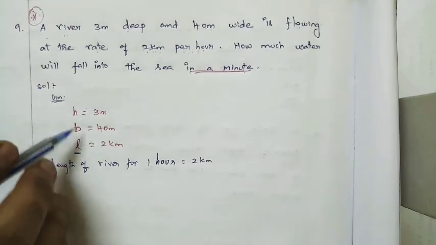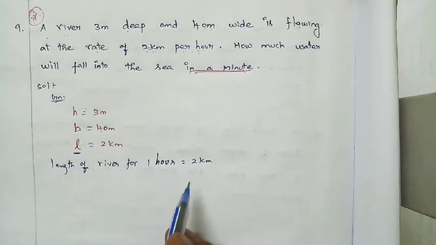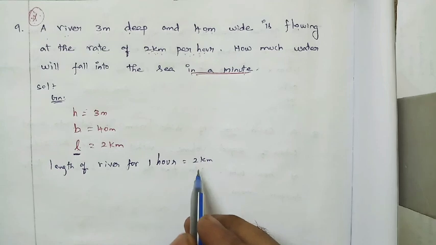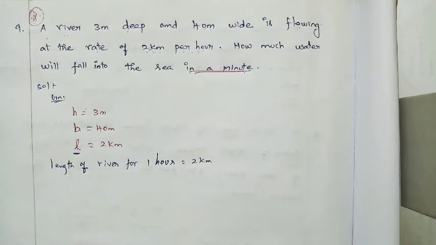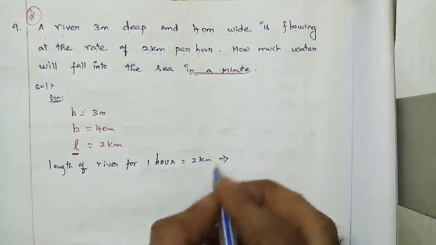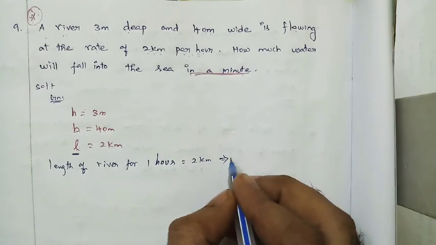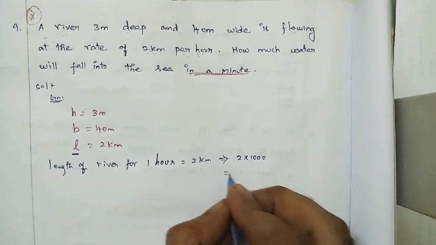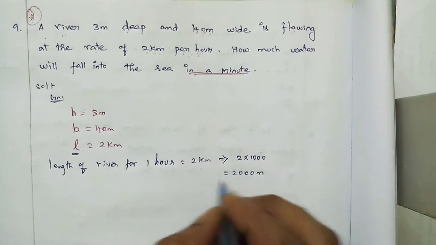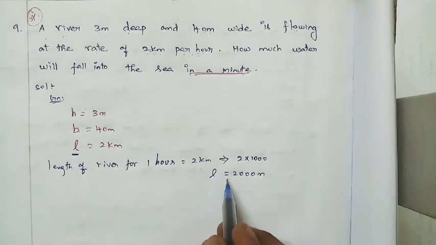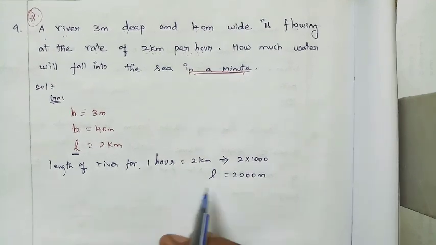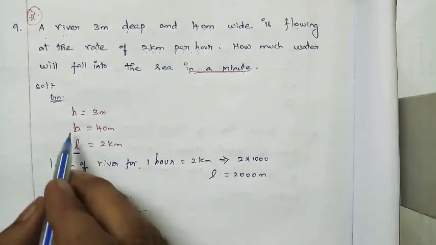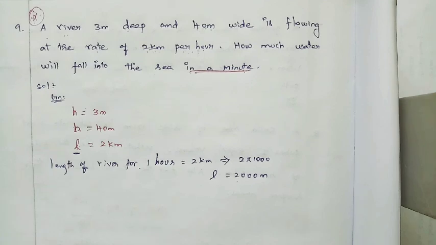See, height and breadth are in terms of meter, but the length is in the form of kilometer. So all the units must be the same. First convert to the same units. Just convert kilometer to meter by multiplying: 2 into 1000 is equal to 2000 meter. Therefore the length of the river for 1 hour is 2000 meter, breadth 40 meter, and height 3 meter.